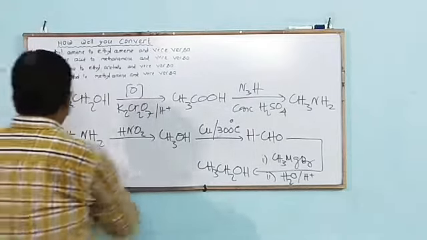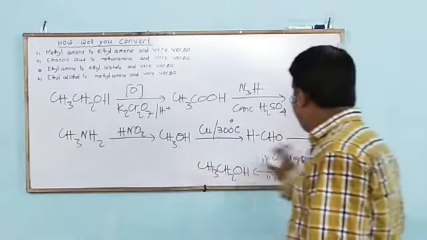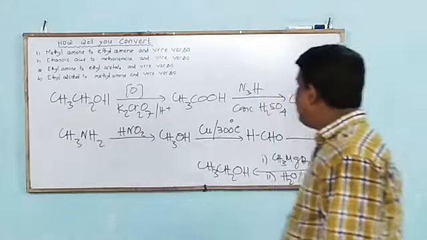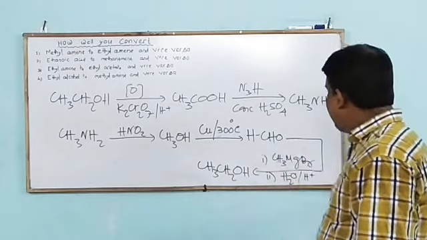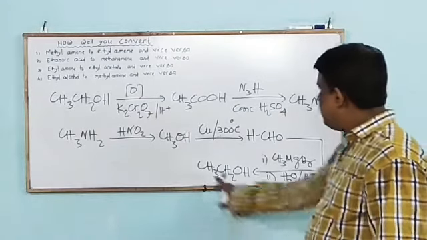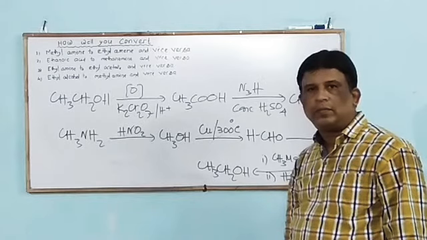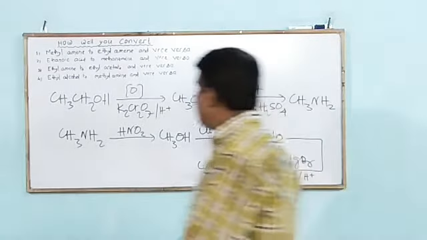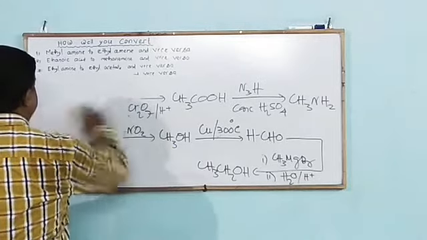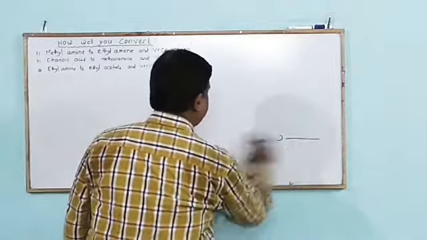So now, ethyl alcohol to methylamine and methylamine to ethyl alcohol. Methylamine is converted to methyl alcohol, then to formaldehyde. Formaldehyde reacts with the Grignard reagent followed by hydrolysis to form ethyl alcohol. Move to next question. What is the next question?